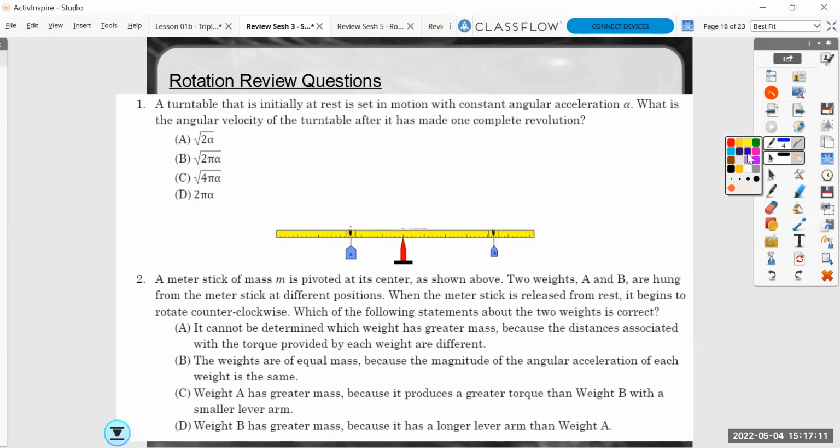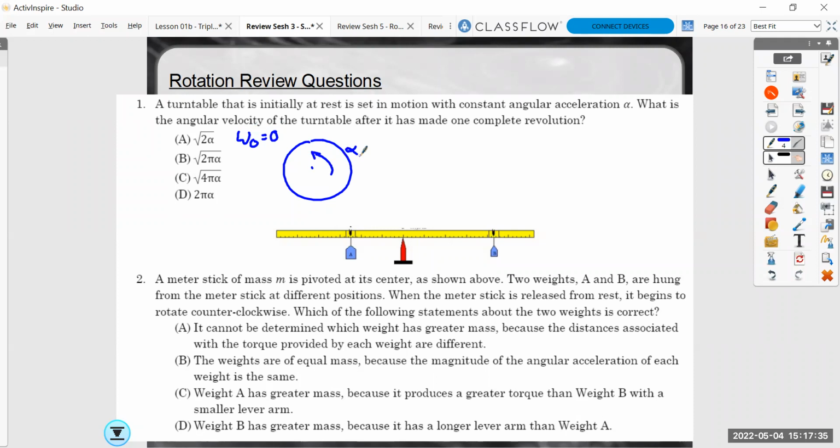All right, let's look at a few of these off the review package that I pulled out. For the first one here, we've got a turntable that's initially at rest and is set in motion with a constant angular acceleration alpha. So it starts out at 0 and then starts to accelerate and spin faster and faster and faster. How fast is it going? What's the angular velocity after it's made one complete rotation?